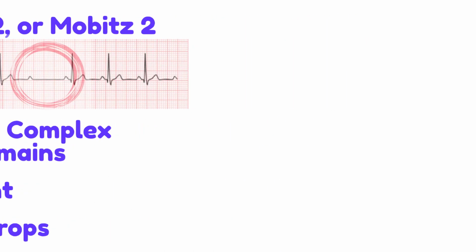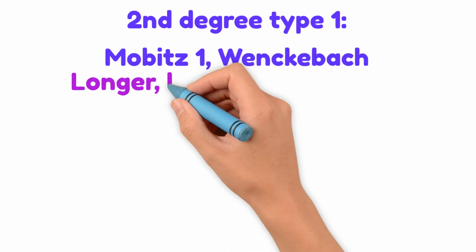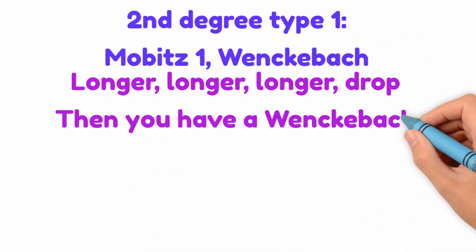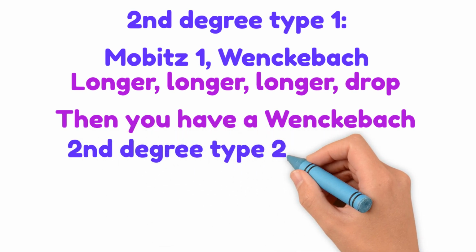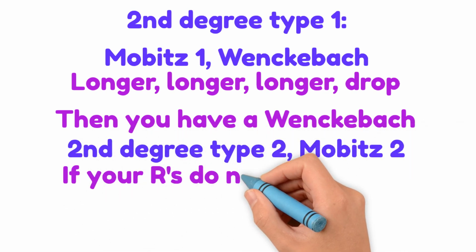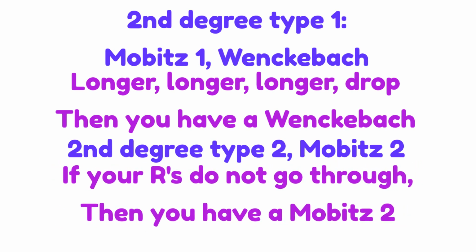We have a couple of tools to help remember them. With a type 1, the PR interval gets longer, so we say longer, longer, longer, drop, then you have a Wenckebach. With a type 2, the PR interval stays the same, but we have a drop, so we say if your R's do not go through, then you have a Mobitz 2.